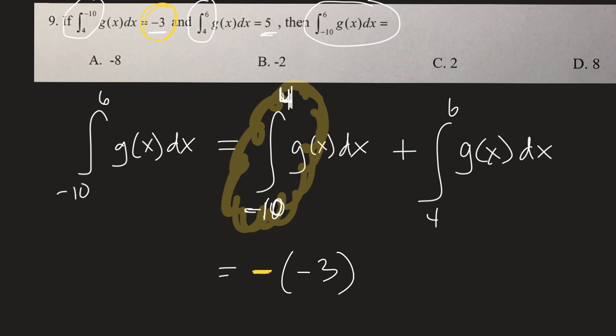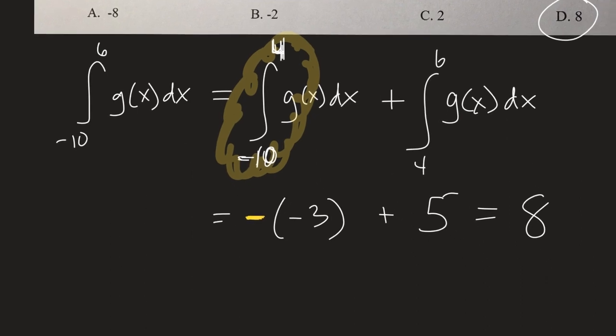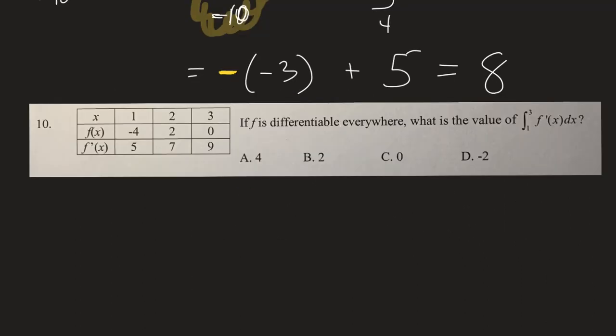So we went from negative 10 to 4, which is the negative of the thing that we were given. And from 4 to 6, that's normal, just positive 5, so we get a total area of 8. Okay, so this is applying some of those properties of integrals that we studied in class. Okay, on to number 10.